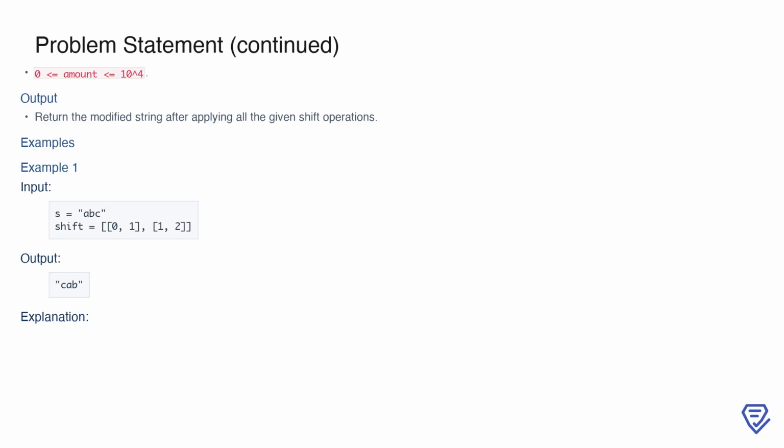Suppose the input string is s equals abc and the shift array is [[0,1],[1,2]]. The expected output is the string cab. We'll see how this result is obtained step by step. First, we apply the left shift operation, 0, 1, which moves the first character of the string to the end, transforming abc into bca. Then, we apply the right shift operation, 1, 2, which moves the last two characters of the string to the beginning, resulting in the string cab. This demonstrates how consecutive shift operations modify the string in sequence.